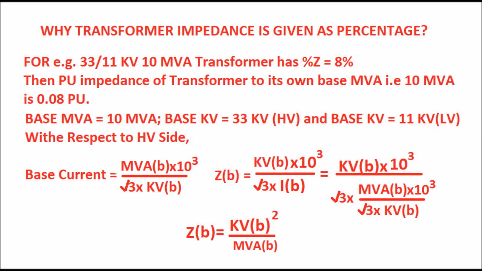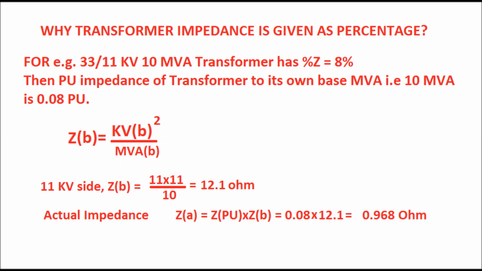Now the base current is equal to MVA base into 10 to the power 3 divided by root 3 into kV base. By putting this value, the root 3 cancels out, and we get ZB, the base value of Z, equal to kV base squared divided by MVA base. So Z is equal to kV squared divided by MVA.